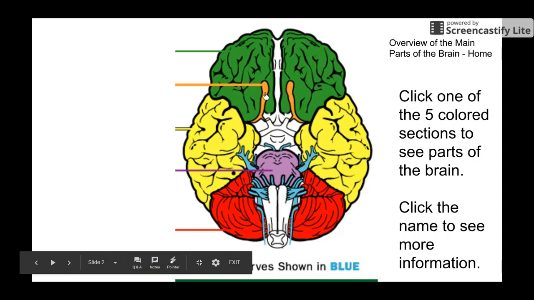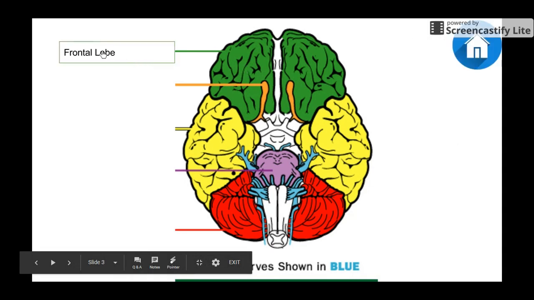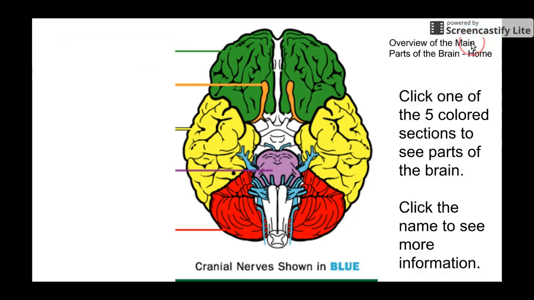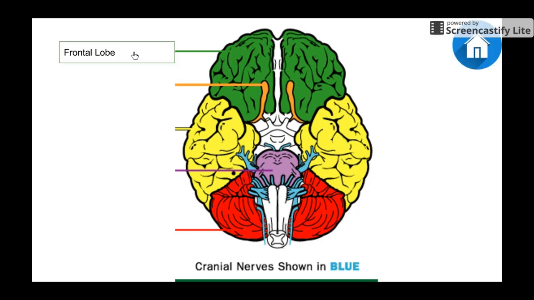And now if we hover over any of these areas, there's a hand that they can click on. So we click on the green. We click on frontal lobe, and it takes us to information about the frontal lobe. We could then go to the home slide, so we see our instructions. Or if we were here, we could jump to any other section, which will have information eventually.